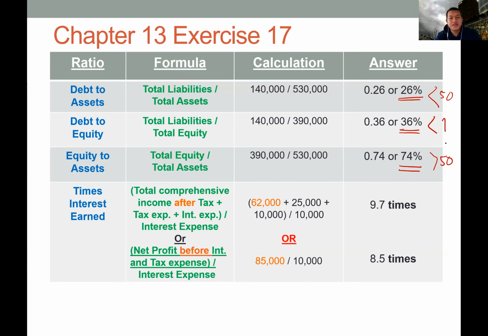Okay, and lastly, times interest earned is basically the EBIT, or we can manually calculate it from total comprehensive income. If you use total comprehensive income plus total tax expense plus interest expense, 62,000 plus 25,000 plus 10,000, divided by interest expense, which is 10,000. Or if you use net profit before interest and tax, 85,000 divided by 10,000. So either way is okay, it's correct. It shows us the same inference that the company has sufficient resources or sufficient profit to repay the interest.